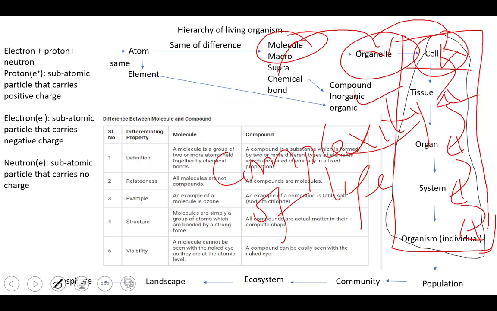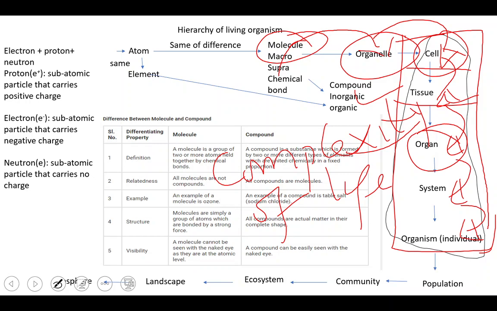Onion is also a living organism. It stops at the tissue level. Leaf is a living organism. It stops at the organ level. Aloe vera is an example. So, a living organism can be any living entity within this complexity of life.